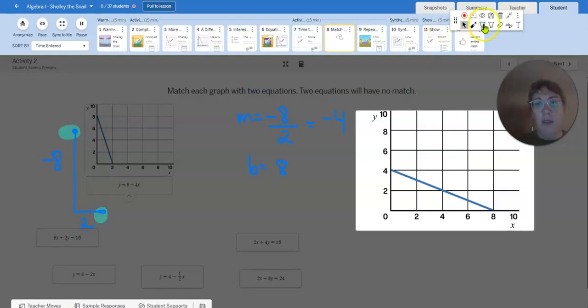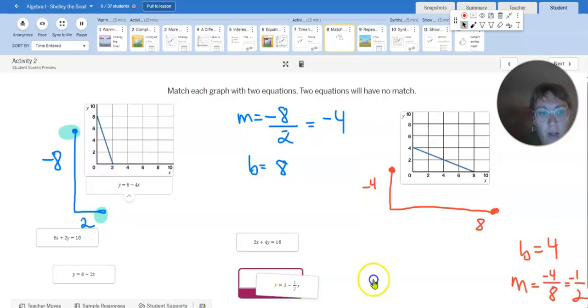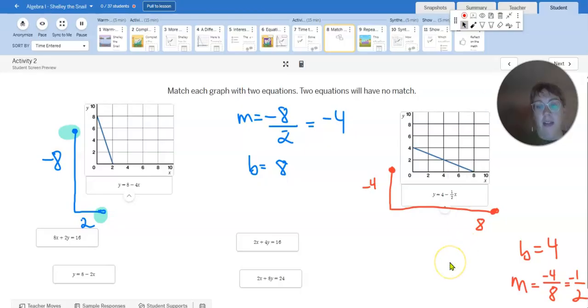Okay, let's do the second equation's graph first. So looking at this one, our y-intercept is 4, and our slope is going down 4 over to 8. So our slope is -4 over 8, which we can reduce to -1/2. So our equation is going to be y equals 4 minus 1/2 x. So that has our y-intercept of 4 and the slope of -1/2. Beautiful.